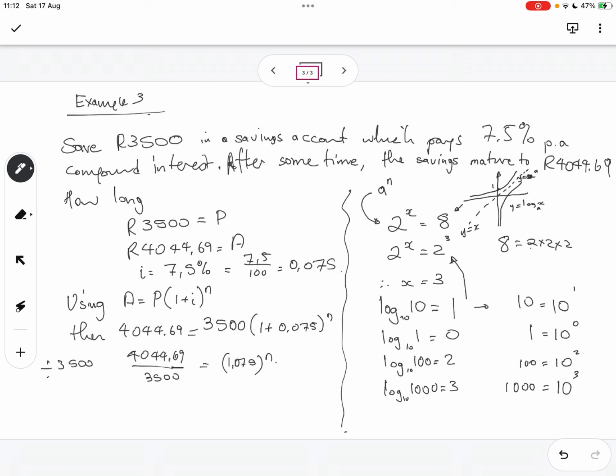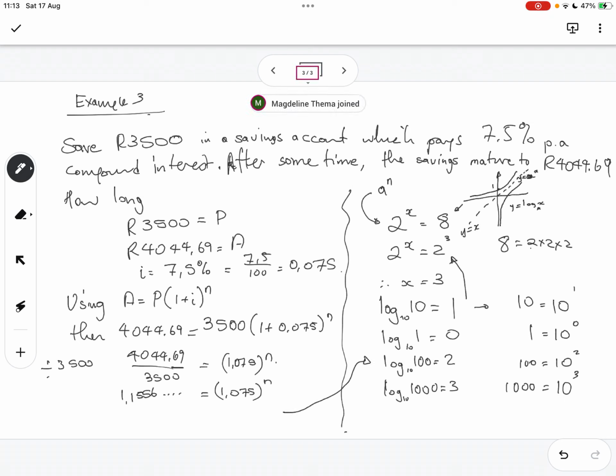So it's just a crash course in logarithms. I'm probably skipping a lot of important concepts, and we will get to this, and I'll make a video of a class where we discuss the log function as an inverse of exponents. But I just want to illustrate the point. So we're going to use the same concept here. When we divide 4,044 Rand 69 cents by 3,500, we get 1.1556 something, right? And this is to the power n.